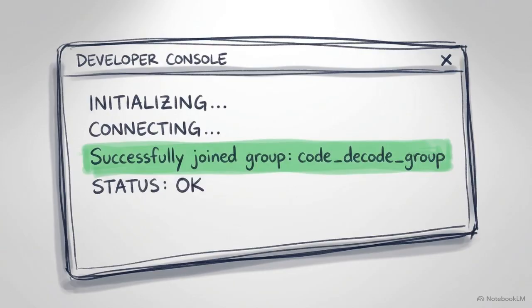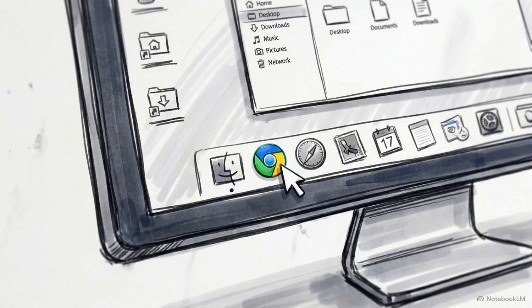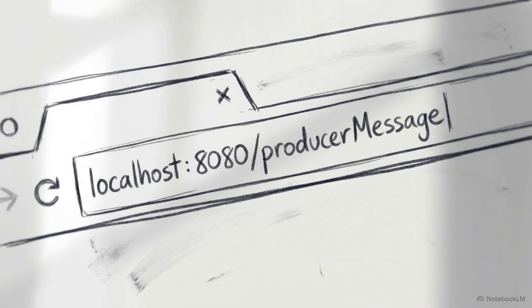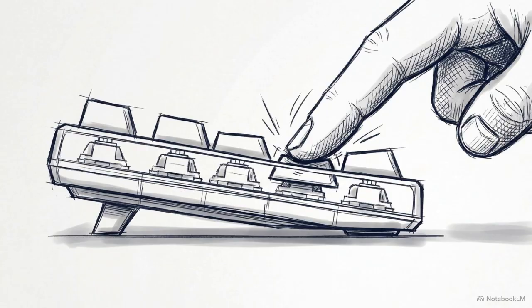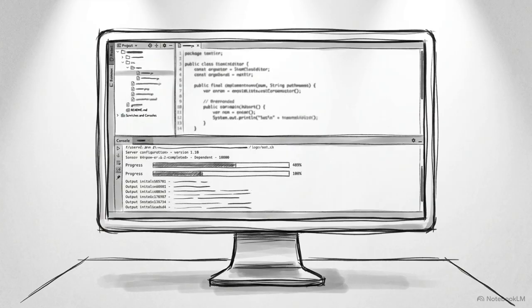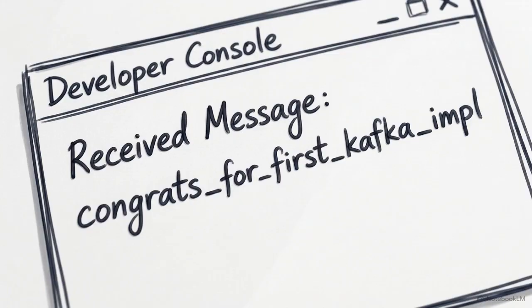This time, the console logs will show a successful connection, confirming that your consumer has joined the groupId we configured earlier. Now for the final execution. Open your web browser, navigate to your localhost REST endpoint. Append a custom string message to the end of the URL and hit Enter. Switch back to your IDE. Down in the local console output, you will see your custom message appear instantaneously.